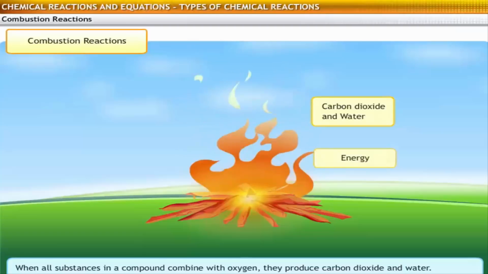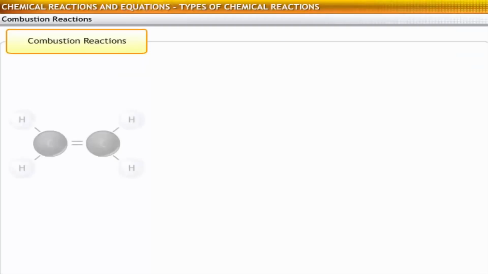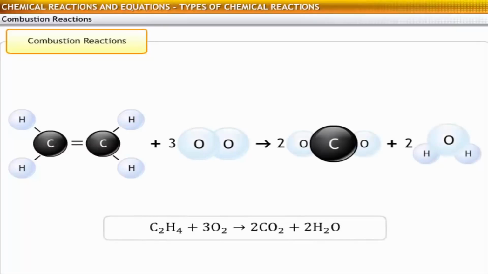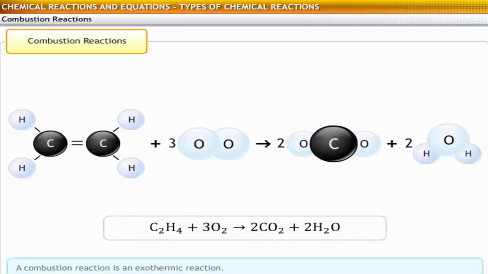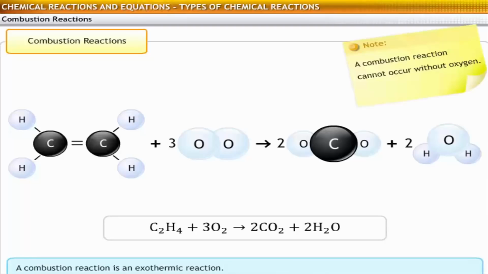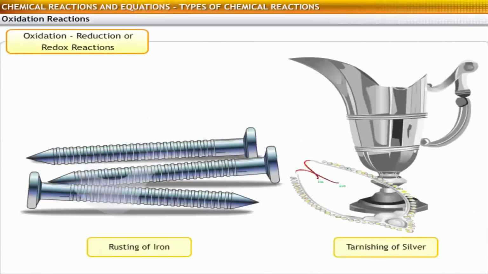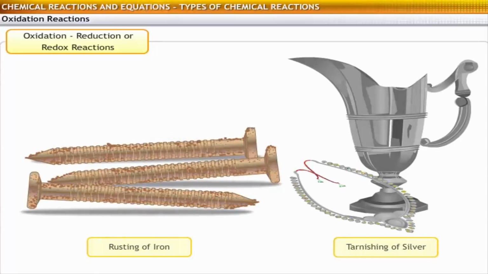carbon dioxide, and water. For example, ethylene burns in the presence of oxygen to produce carbon dioxide, water, and heat. As a combustion reaction results in the release of heat energy, it is an exothermic reaction. Remember, a combustion reaction cannot occur without oxygen. There are some reactions that we see every day. Most of these reactions involve oxidation, reduction, or both.